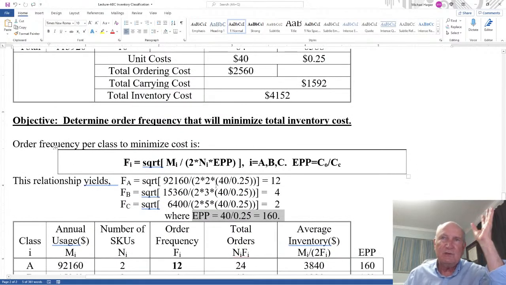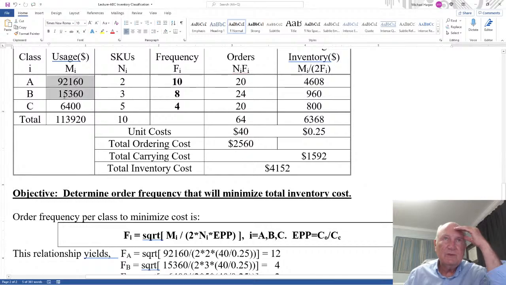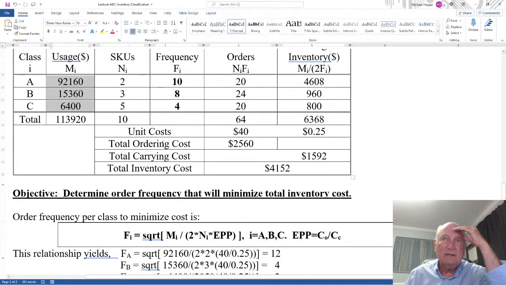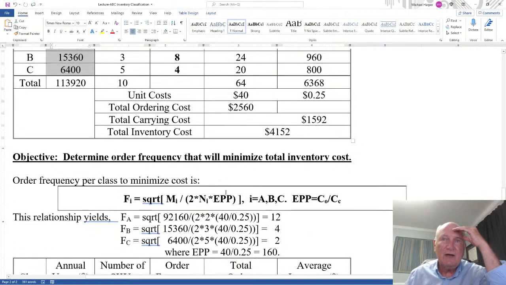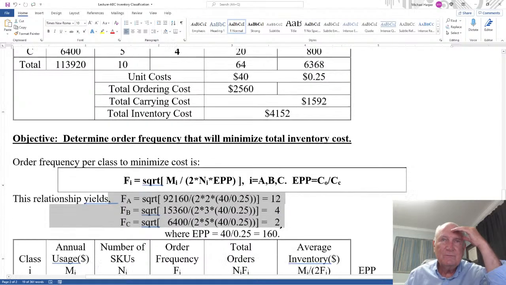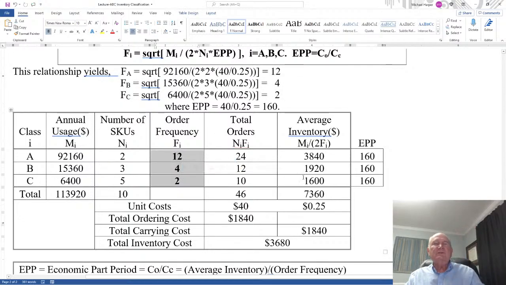Right now, let's just put it in this equation. We multiply it. We bring down our usage. These three usage right here, 92, 15, 360. Bring down the 2. The 2, 3, and 5 is right here, 2, 3, and 5. The 40 over 25. Do the arithmetic. Then I get 12, 4, and 2. So I come down here and I put this into my order frequency, and I go through the same analysis.